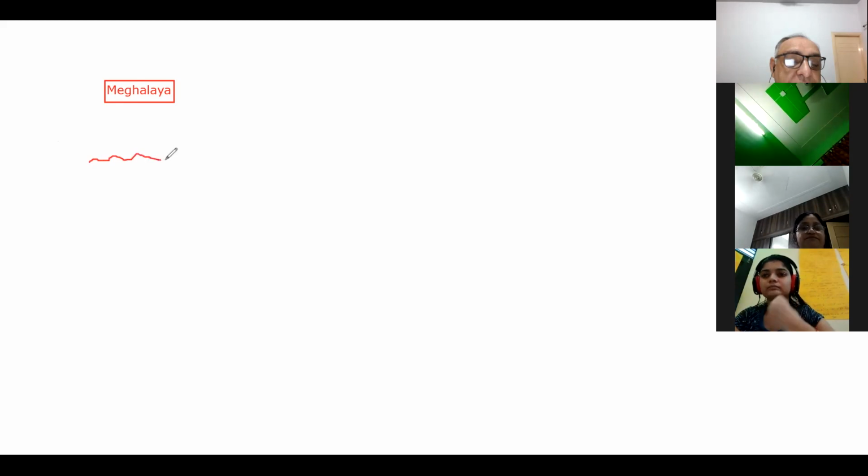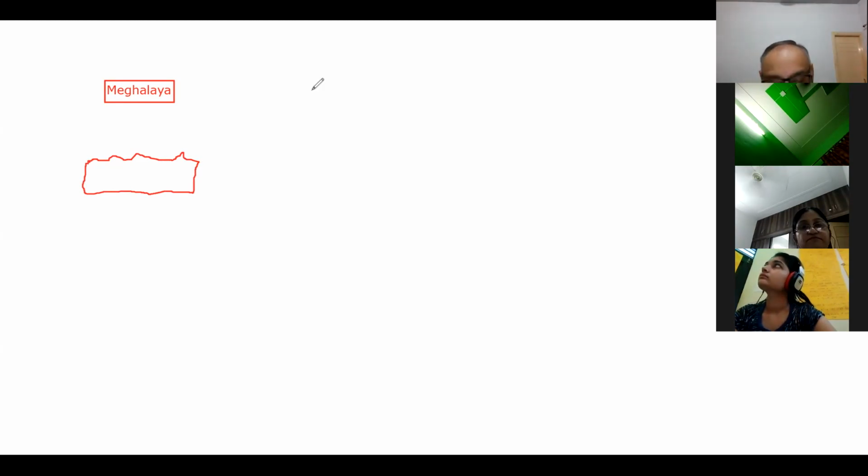Meghalaya has the wettest place of the world. Very simple. So this is very simple. Right? So this is basically the map of the state overall. This is a rough sketch of the map, right? So this state is called Meghalaya.